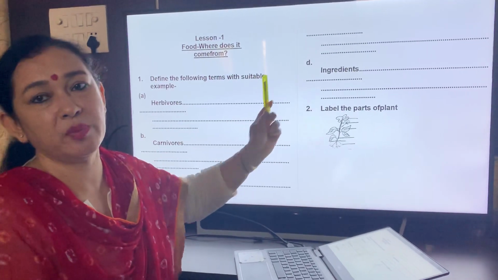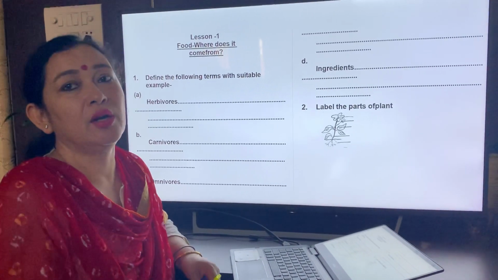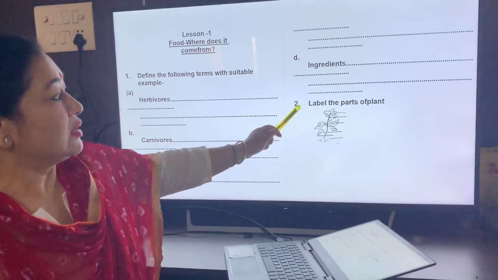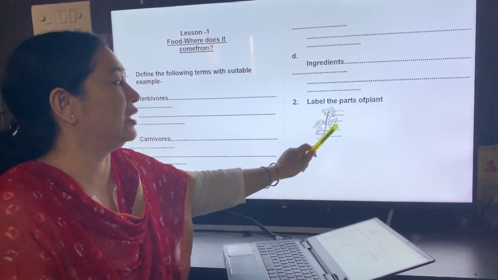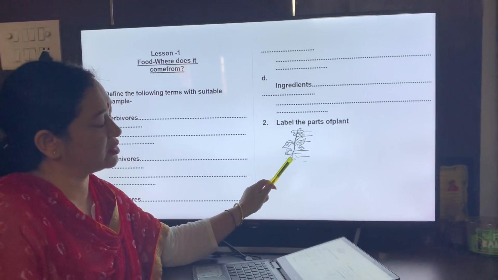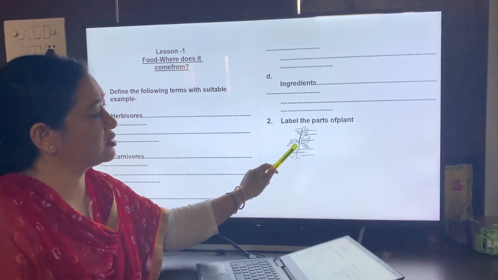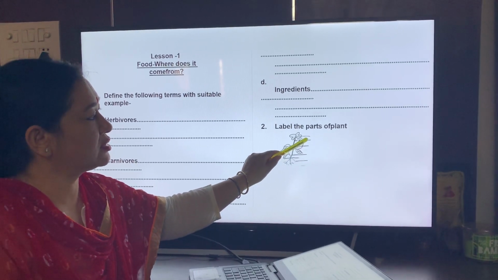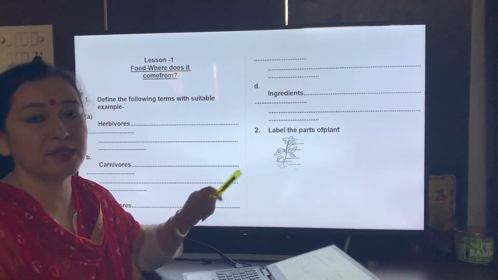Ingredients, I told you in the previous chapter, are the materials that are required to make any kind of dish. This you can see is a small plant and you have to label all its parts. Like you can see these thread-like structures which are seen underground, they are roots. This is the shoot or the stem. These are leaves. This is a bud and this is a flower of this plant.